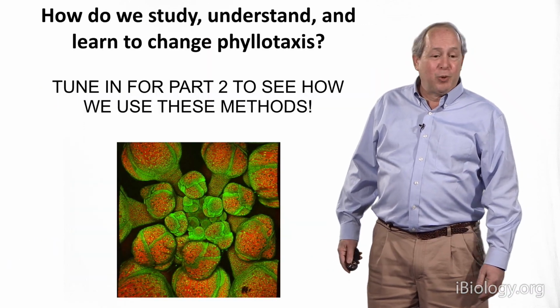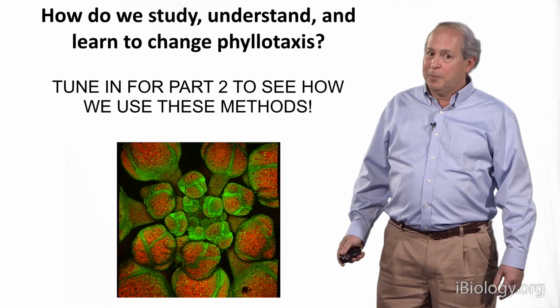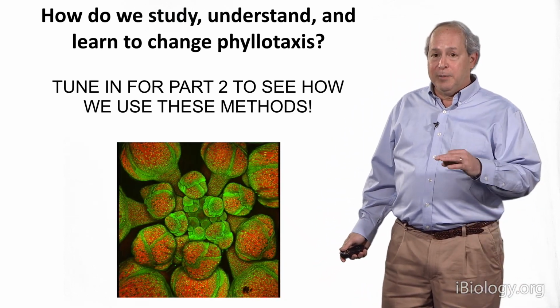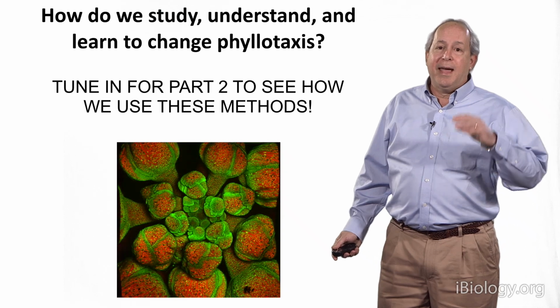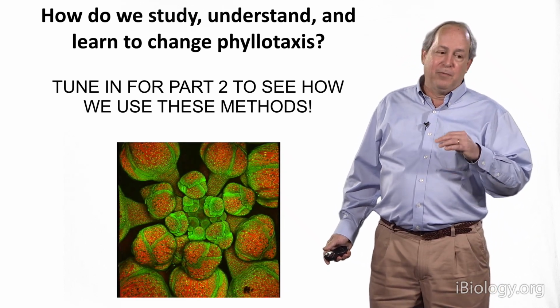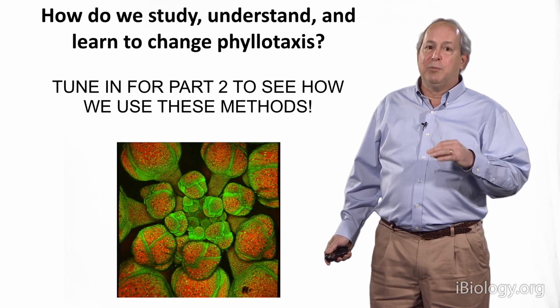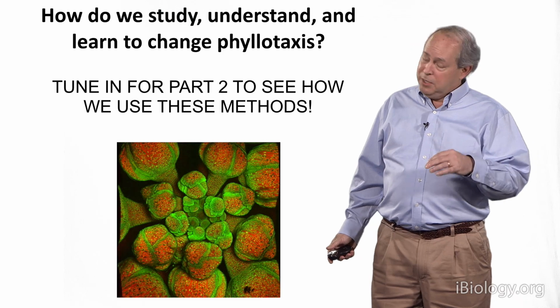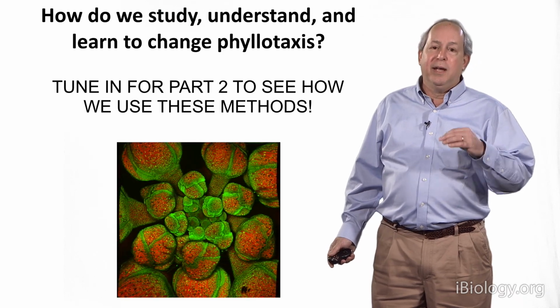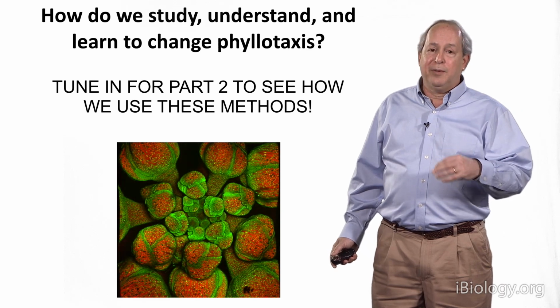So this is where we end part 1. Tune in for part 2, and we'll say a little bit more about the phylotactic pattern, a little bit more about the methods, and we'll show you how we use the methods to develop a theory of the phylotactic pattern that's tested and gives us predictive capabilities so that we can change the genotype of the plant in known ways and change the pattern in which the leaves and the flowers come out around the plant.